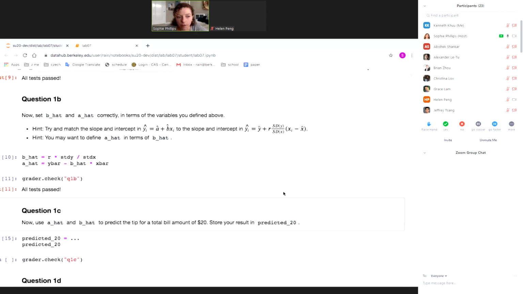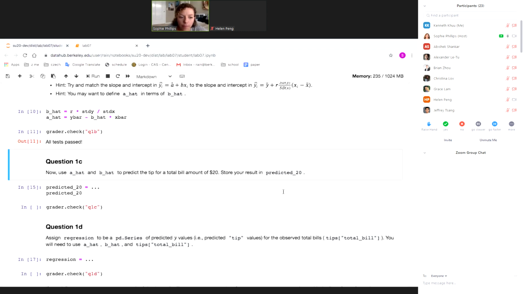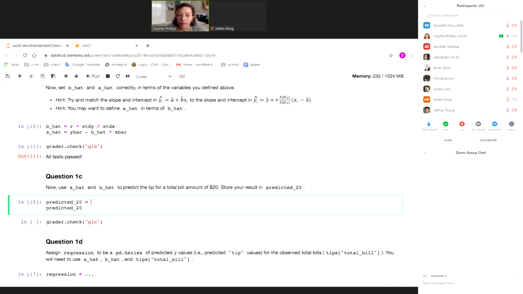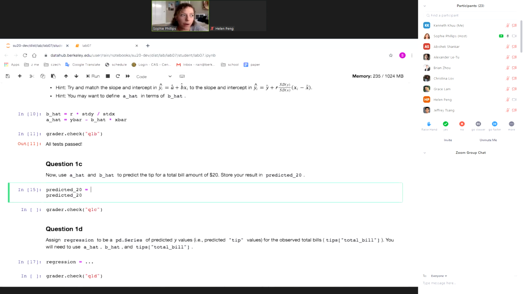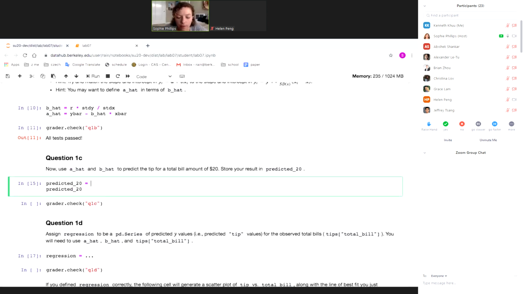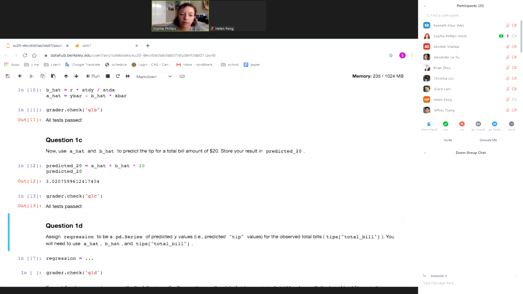Great. So now we've manually computed some estimates for the intercept and slope, and we can use them to predict the tip amount for a given input. For example, if we want to predict the tip for a bill of 20, we could use a hat, the intercept, plus the slope times the input, which was 20. And that is about $3.02.